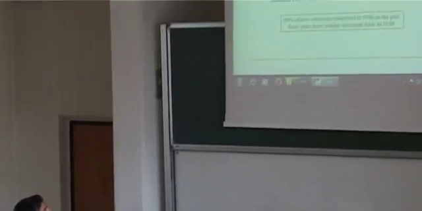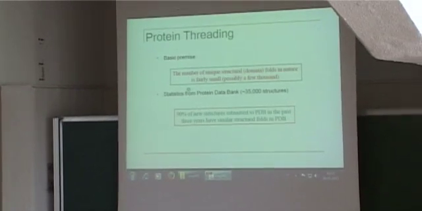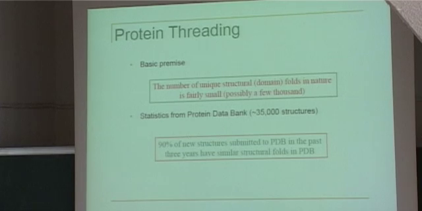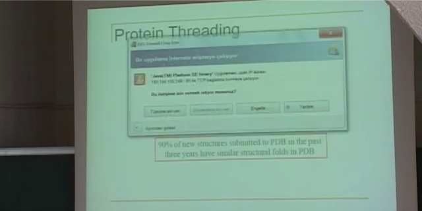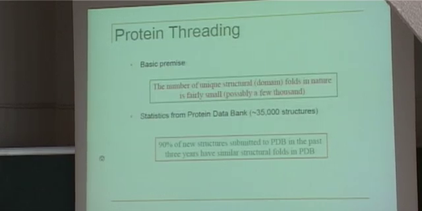Okay, and this basic premise is actually validated. We can validate this basic premise by some statistics. This statistic is taken from 5 years ago, when the protein data bank had 35,000 structures. 90% of the new structures submitted to protein data bank, so when they solve the structure of a sequence and submit it, 90% of those newly found structures have similar structural folds in PDB. In other words, only 10% of them have completely new, not previously seen shapes. Many of them have shapes which have some similarities to already existing structures. 90% of them are like that.